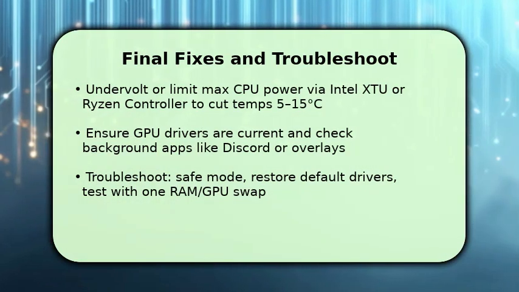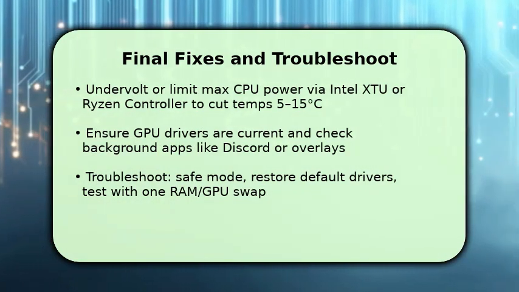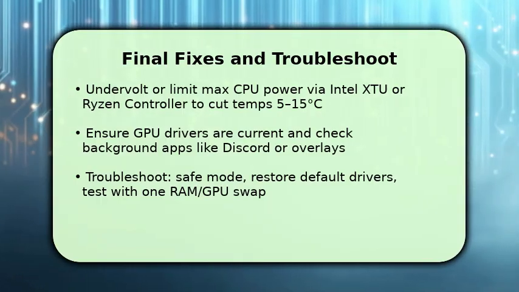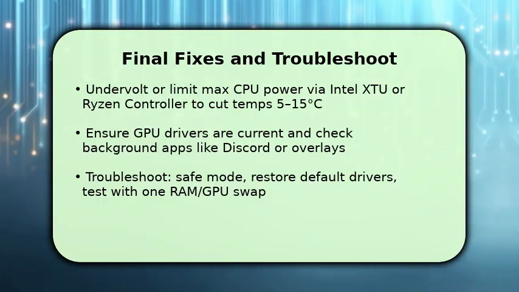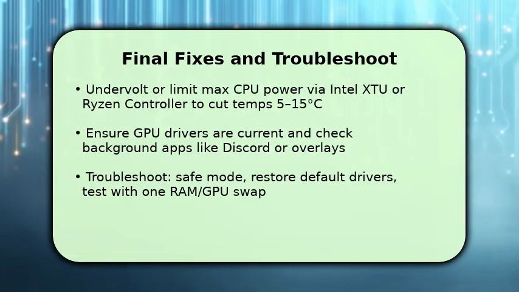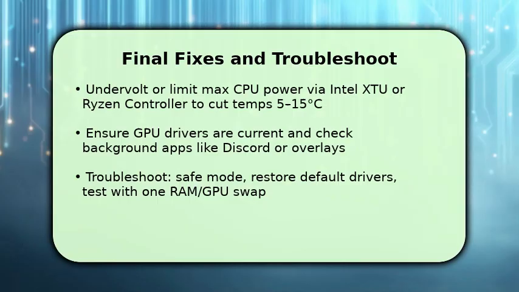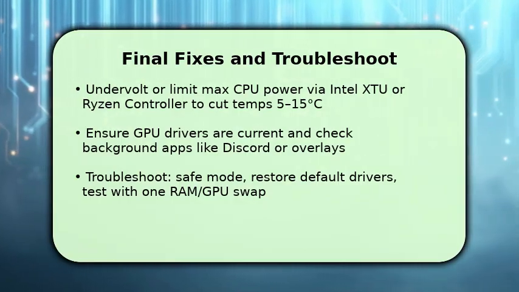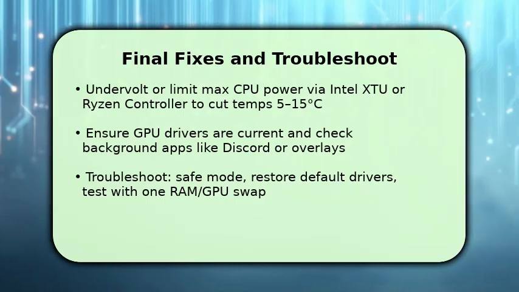Finish by reducing heat at the source and validating stability. You can undervolt or set a modest CPU power limit with Intel XTU or Ryzen controller to drop temperatures while keeping performance. Make incremental changes and test. Update GPU drivers and disable overlays or background apps that cause steady GPU load.